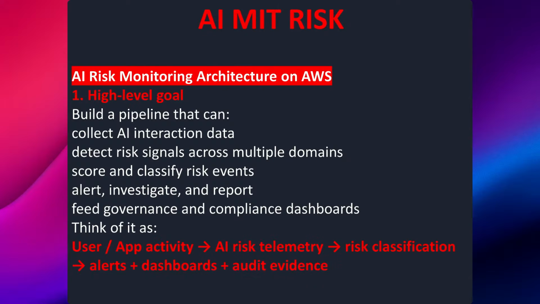across multiple domains. Because a lot of times when you get new data, you start getting drift in your model. So you want to make sure your model doesn't get out of sync too much. So you can score it, classify your risk events, and alert and let people know. Feed your governance and compliance dashboards, once again, your AI risk telemetry, risk classification. All right, we're trying to automate that.